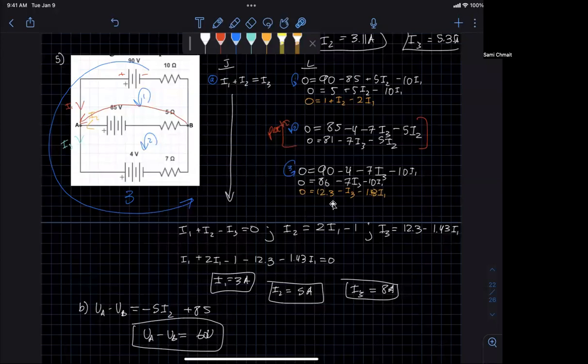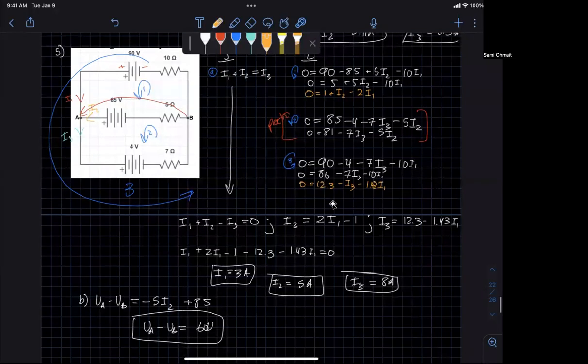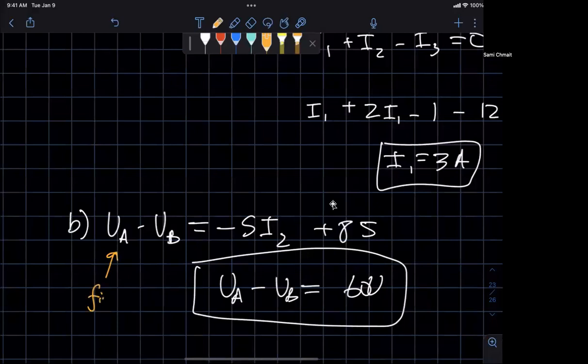Because it's whichever one's first is final. It's always final minus initial. Remember from 135A? Whenever you have a delta, so this would be delta VAB, final minus initial.